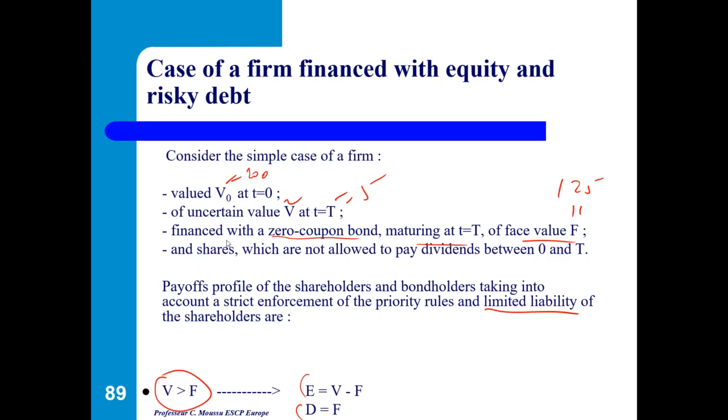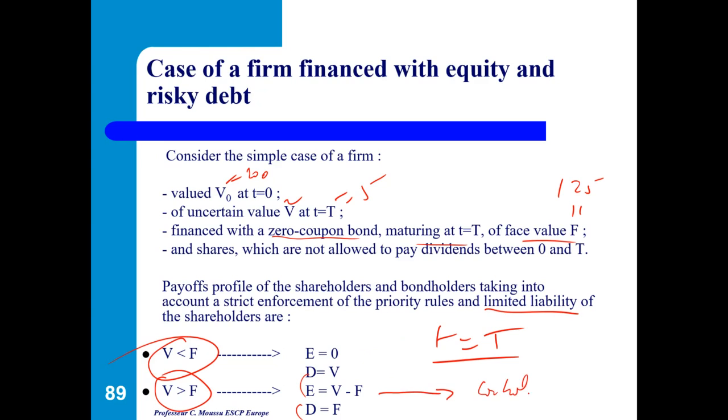Okay, so this is what we have behind this. So if V is below F, E equals 0, and D equals V. So what does it mean? It means that, as you can observe, who is in charge of the firm at T equal T? If times are good, the shareholders will have the control of the firm. And if times are bad, the debt holders will have the control of the firm.